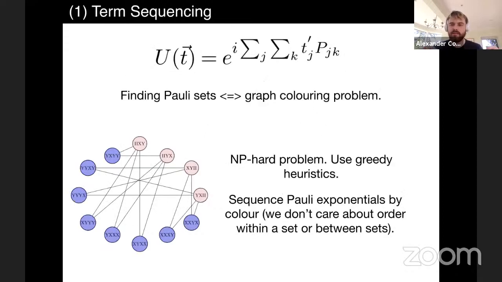And finding sets of these mutually commuting Pauli exponentials is, as has been shown in the literature on measurement reduction, equivalent to the graph coloring problem. So each vertex corresponds to a Pauli term, and there is an edge between two vertices if and only if those Pauli terms anti-commute. And so we want to perform the graph coloring problem on this, but this is an NP-hard problem, so we can use greedy heuristics instead.